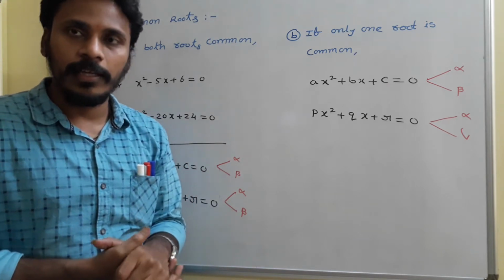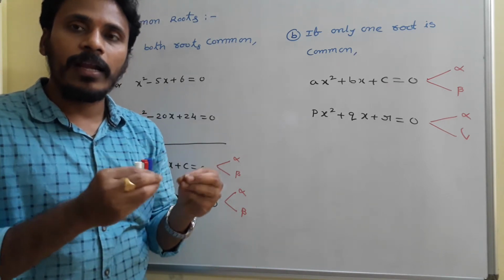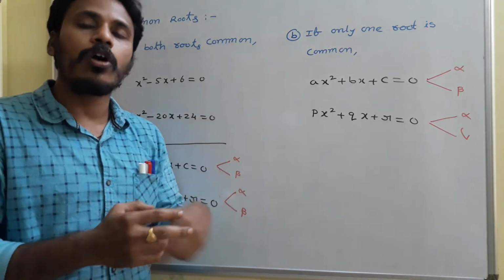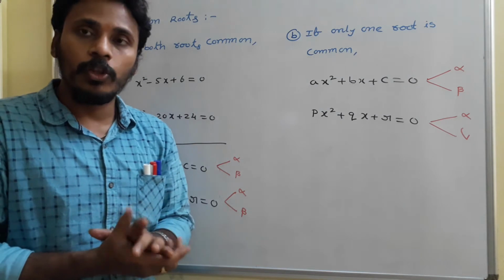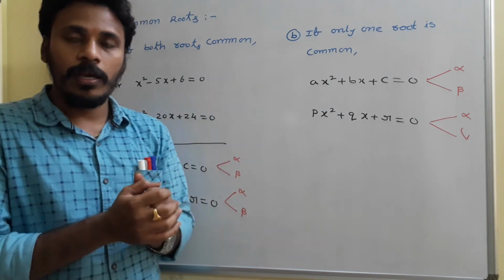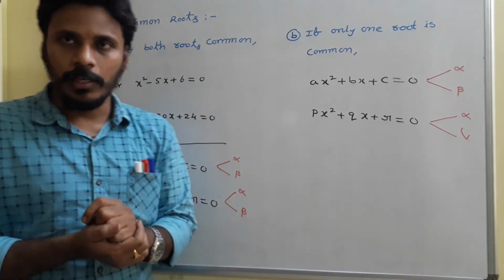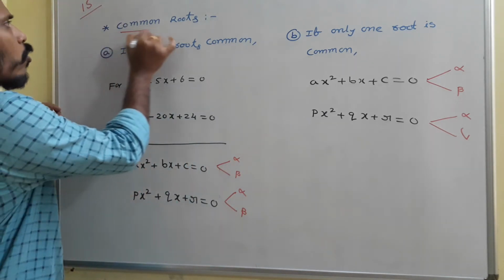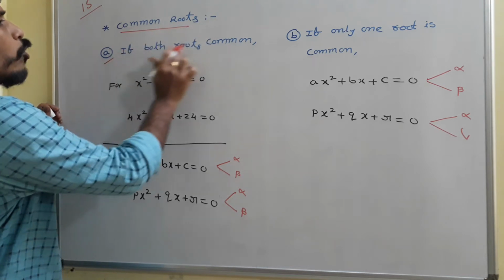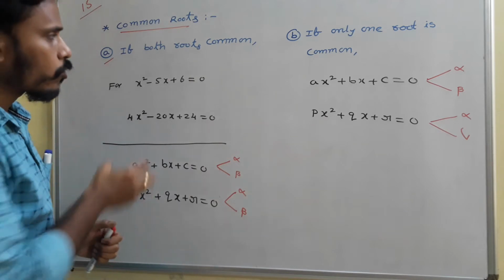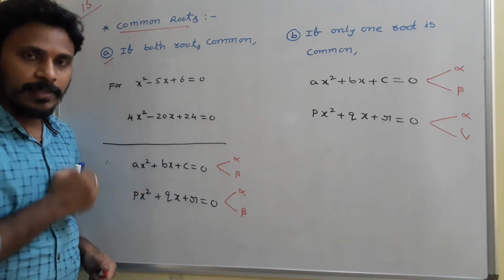Okay. So once again, if two quadratic equations have any common roots, either one common root or two common roots, then in that case we are going to establish a relation on the coefficients of the equations. So first of all, common roots in one case, if both roots are common. See, if both roots are common, what will happen? I will start my discussion with an example here.